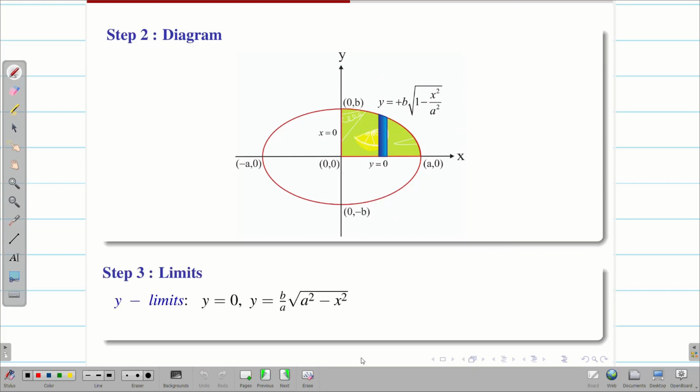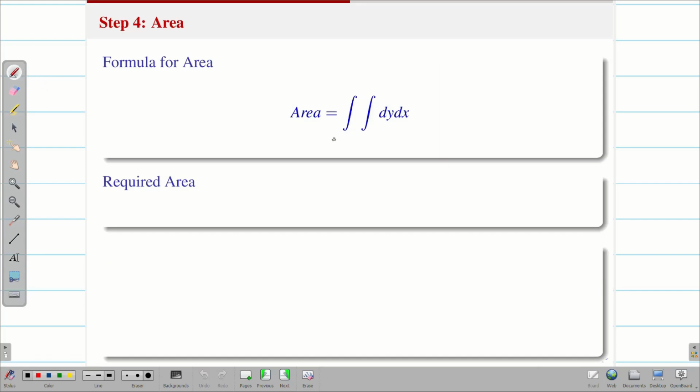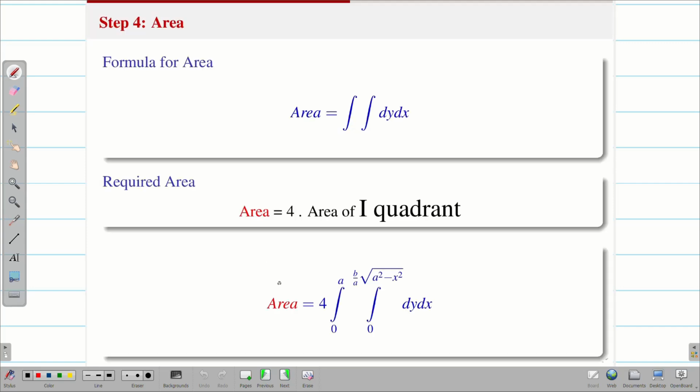Next, x limits. X limits are going to be very easy because in the first quadrant, the starting value is 0 and the end value is a when it covers this region. So it is going to be simply x equal to 0 to a. It's just similar to the previous problem, guys. There we have circle, everywhere we have the length a, the radius is a. Here in ellipse we have major and minor axis a and b. Next, the formula for area is double integral over dy dx, but we are choosing the first quadrant. So I am writing 4 times integral 0 to a and integral 0 to b by a square root of a square minus x square.